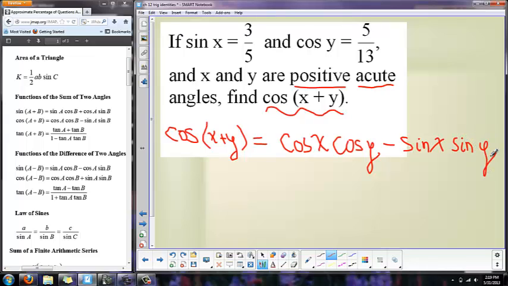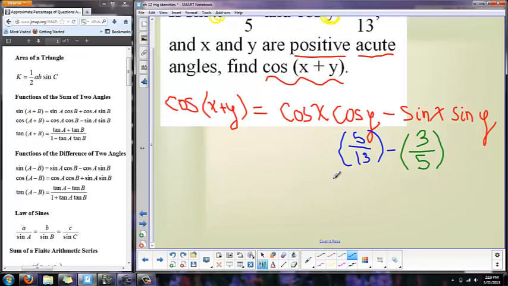Okay, so far we've already been given two pieces of information. Now what the kids were getting confused with is we've been given the sine of x and the cosine of y. So let's fill in what we already know. The sine of x is 3/5, and the cosine of y is 5/13. So I still need to find what the cosine of x is and what the sine of y is.